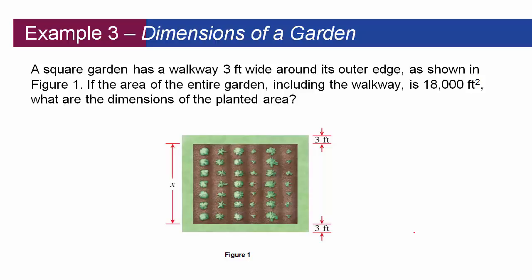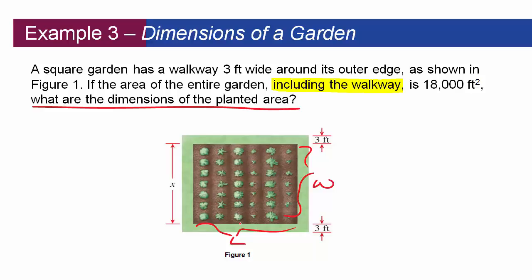All right, square garden, walkway 3 feet wide around the outer edge, as shown in the picture below. If the area of the entire garden, including the walkway, right, that's important. You gotta read the words, including the walkway, is 18,000 square feet. What are the dimensions of the planted area? All right, so we've identified our question. What are the dimensions of the planted area? So we're basically looking for length and width, right? What are these two dimensions? Of the planted area, right? Of the dirt, not including the walkway.